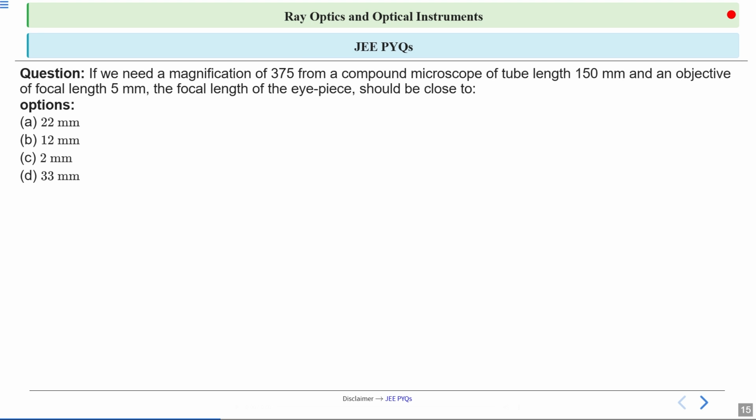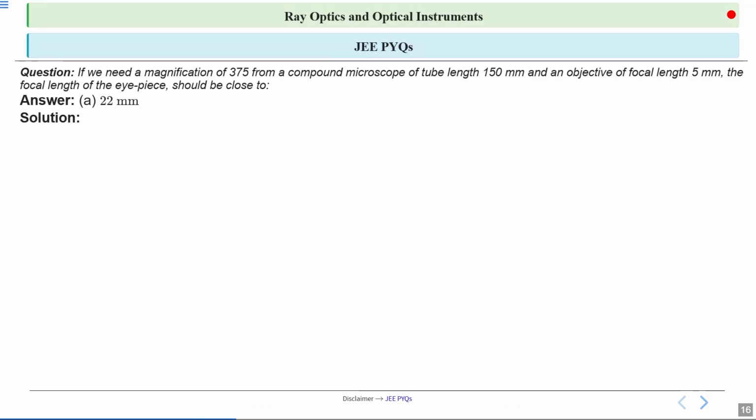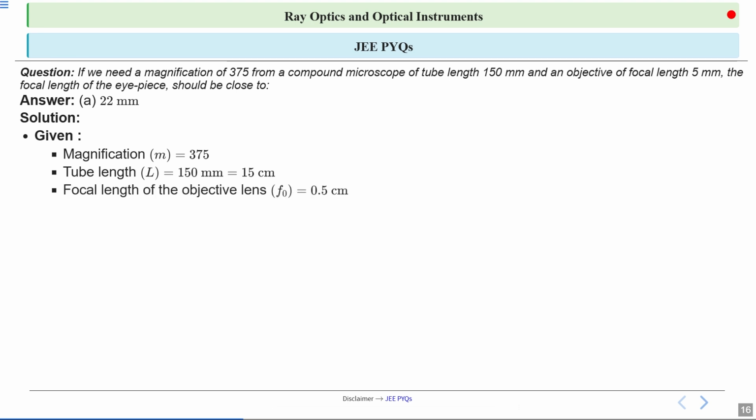So first option is 22 millimeter, B option is 12 millimeter, C option is 2 millimeter, D option is 33 millimeter. So the correct option is A, 22 millimeters. Now let's dive into the solution. First we list the given values. We know the magnification denoted as M is 375. Then tube length is equal to 150 millimeter, that is 15 centimeter. Focal length of the objective lens f0 is equal to 0.5 centimeter.